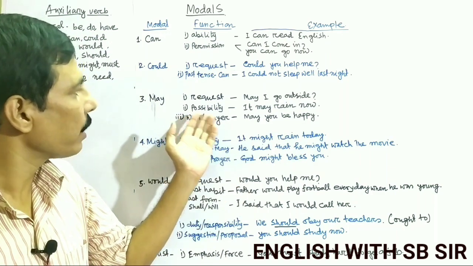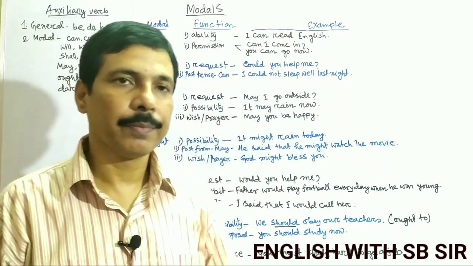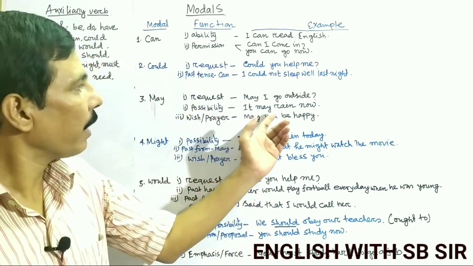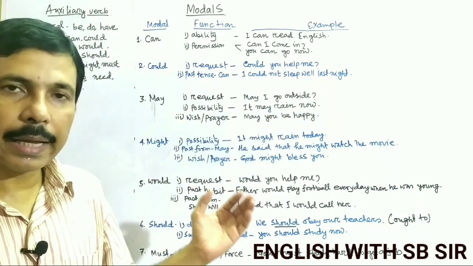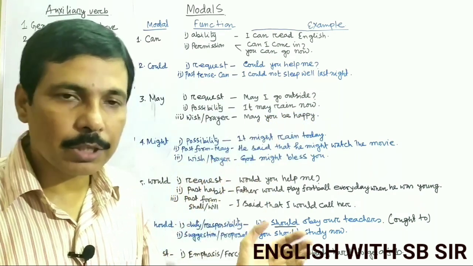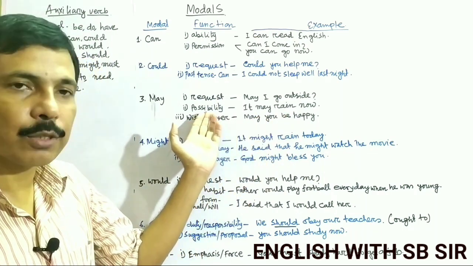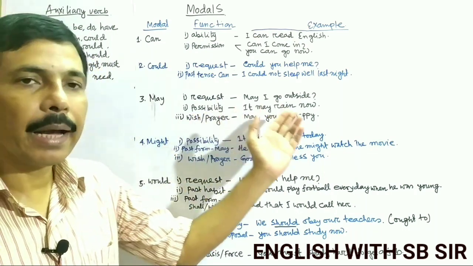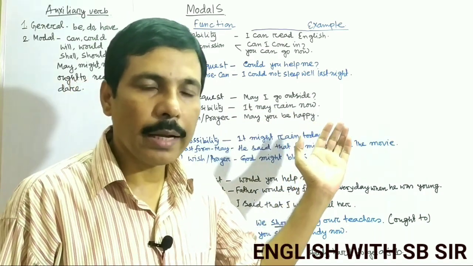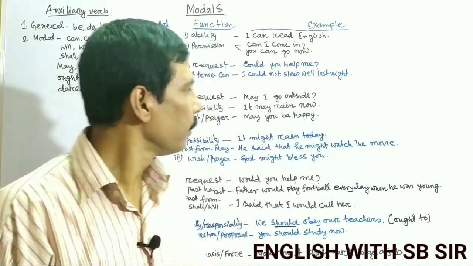Number 2, possibility. That means it may rain now. There is a possibility of rain now. So, to express possibility. He may come. This is also an expression of possibility.